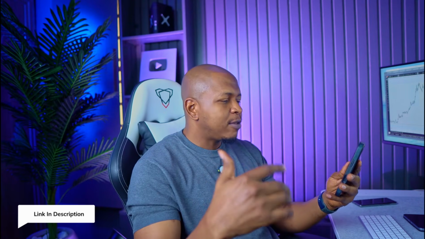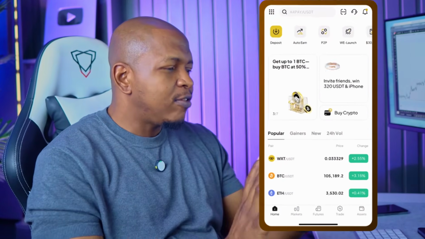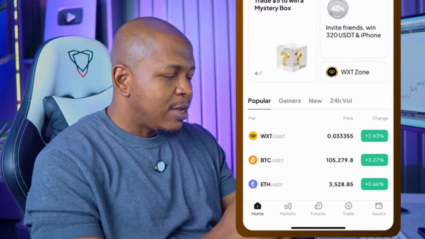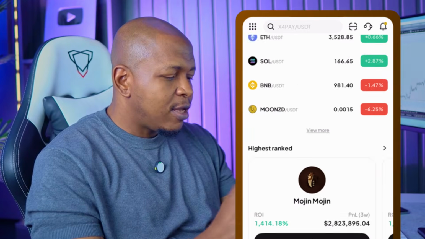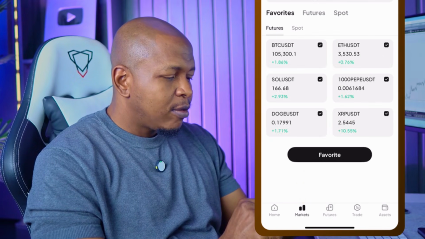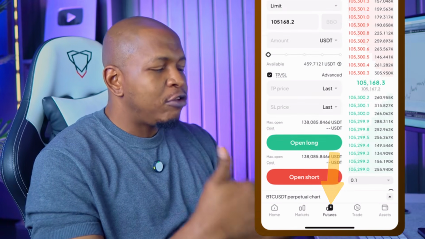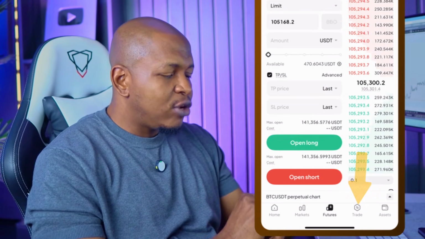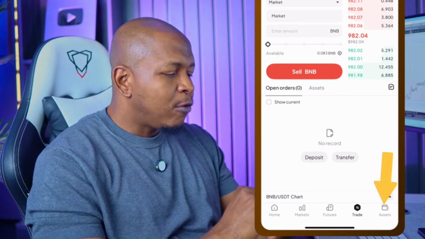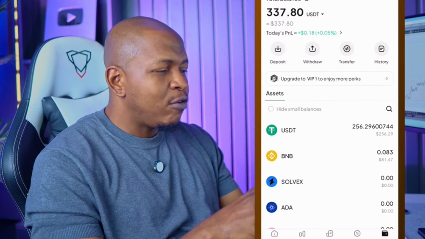All right, let's open the Weex app to start the step-by-step process. So this is the Weex homepage. At the bottom menu, you can see home. All the things you see here are in the home. The next menu is the market. You have the futures where you take your futures trade. The next one is trades where you take your spot trades, followed by assets. This is where you have your money.